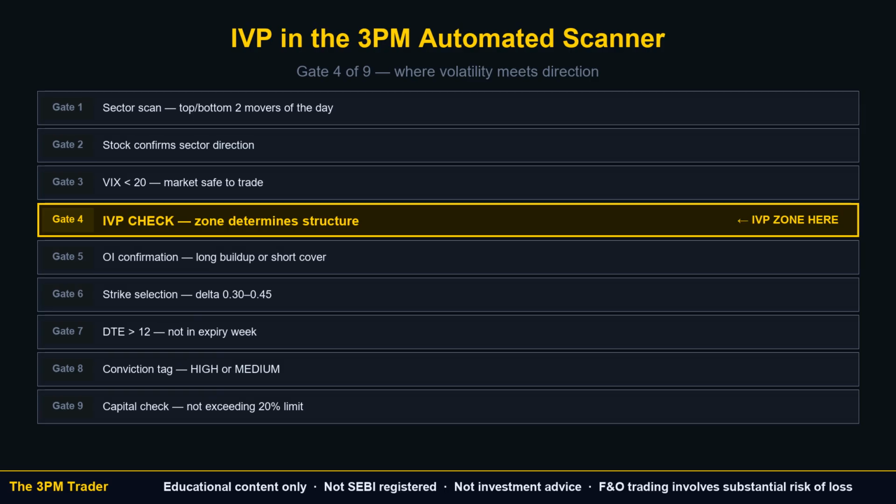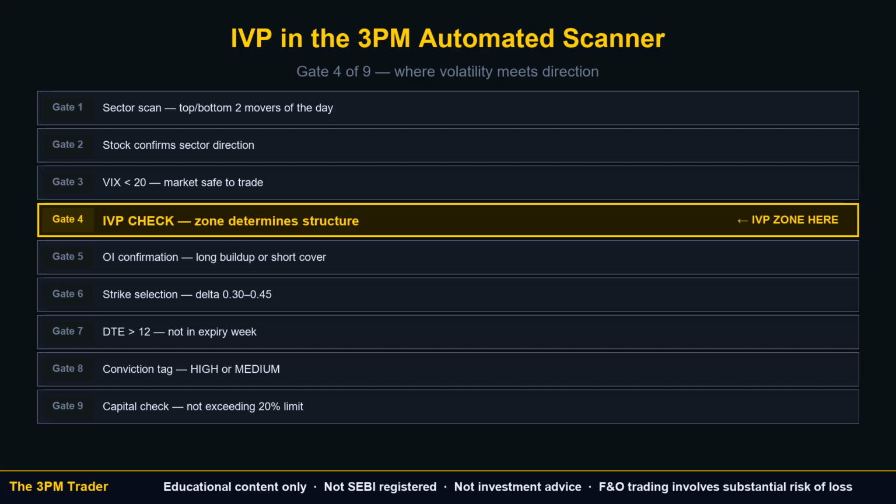In my automated scanner, IVP is gate 4 of 9 checks. Gate 1, sector in top or bottom 2 movers of the day. Gate 2, stock confirms sector direction, same directional move. Gate 3, VIX below 20, market safe to trade. Gate 4, IVP check, which zone, which structure.